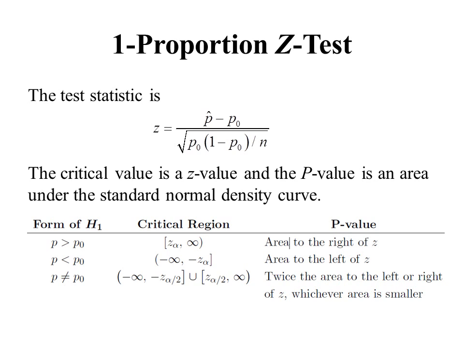Our test statistic is given by this formula here, which is the same formula that we just derived. The critical value is a z-value, and the p-value is an area under the standard normal density curve. This chart here summarizes how to find the critical region and the p-value according to the form of the alternative hypothesis. This chart is really just a summary of our charts from section 5.1.